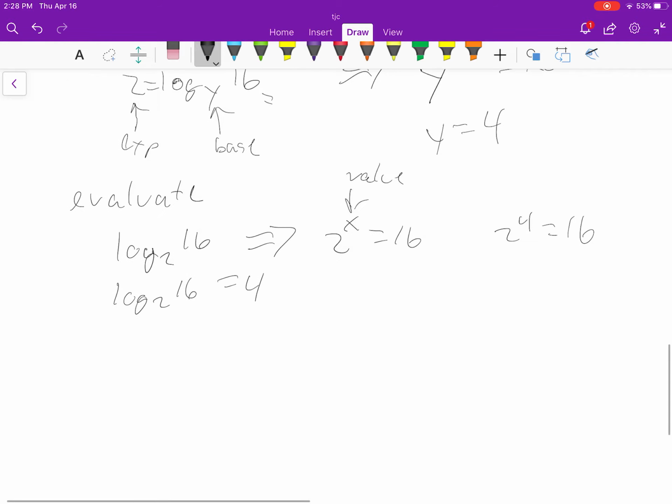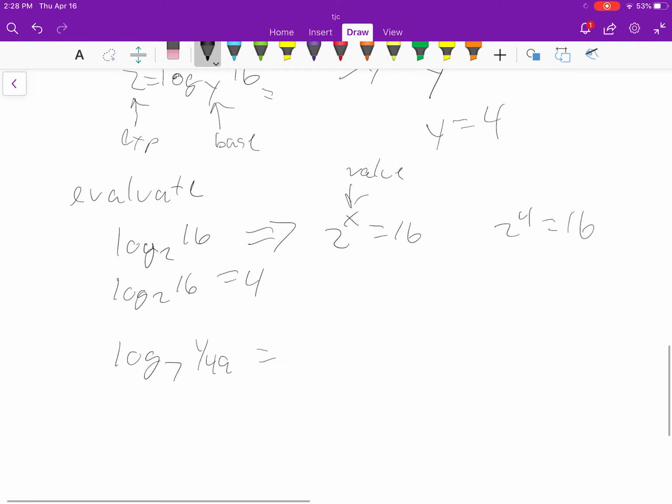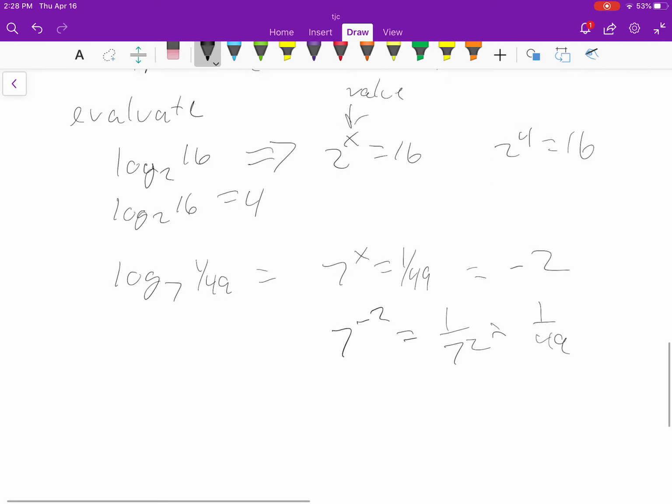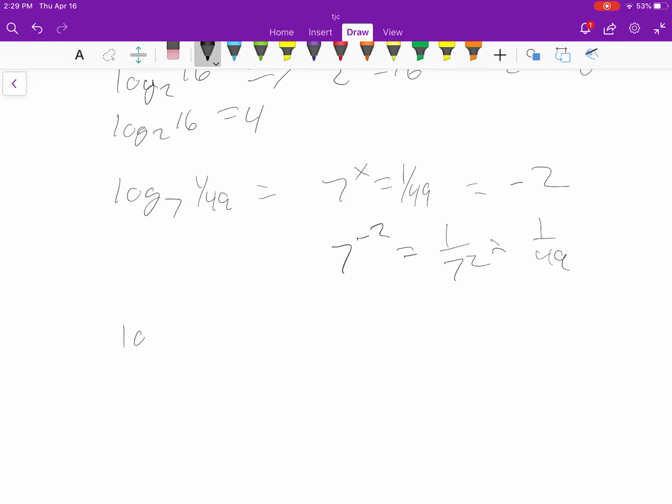All right? Okay, what about another one? What about log base 7 of 1/49? Well, what are we really solving? We're solving this equation here. We can see that this is going to return a value of negative 2, and the reason for this is 7 to the negative 2 equals 1 over 7 squared, which is 1 over 49. Okay, let's do another one.